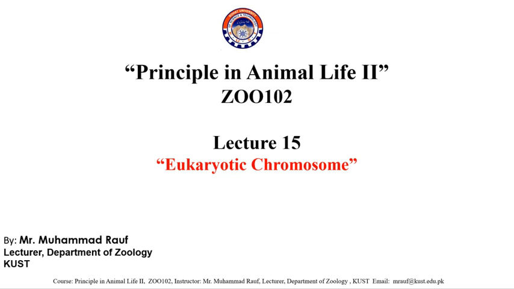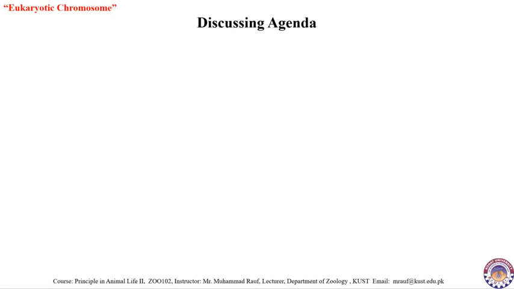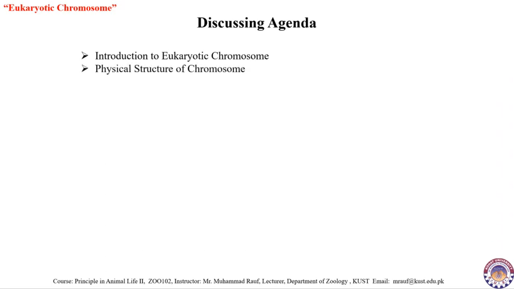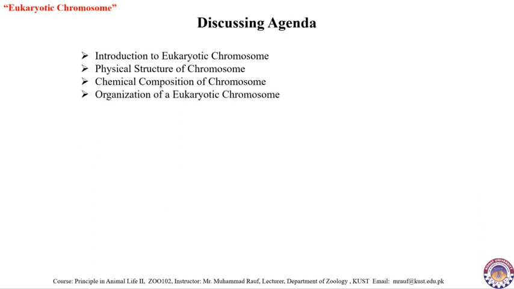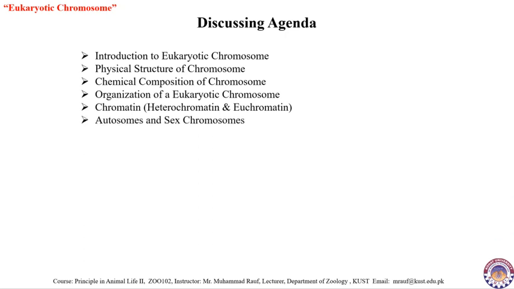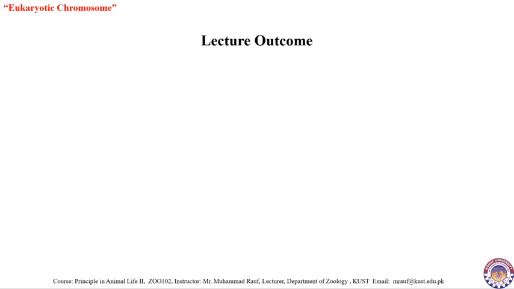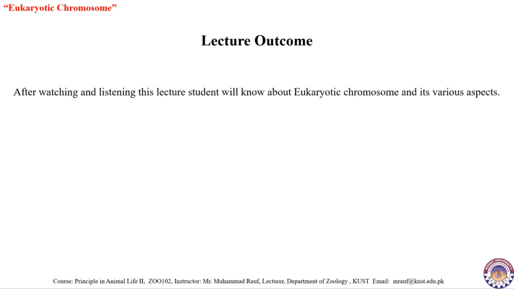The topic is Eukaryotic chromosome. The discussing agenda for the topic is: Introduction to Eukaryotic chromosome, Physical structure of chromosome, Chemical composition of chromosome, Organization of a eukaryotic chromosome, chromatin, autosomes and sex chromosomes, sex-influenced traits, sex-limited traits. Lecture outcome: after watching and listening to this lecture, students will know about eukaryotic chromosome and its various aspects.